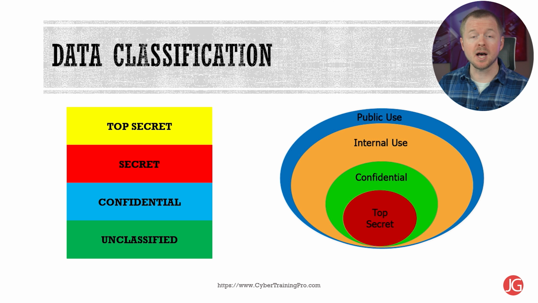Confidential, which if released to unauthorized individuals could cause damage to national security. And unclassified, which isn't really a classification, but it applies to everything else. Private companies will typically have a different set of classification levels, but the idea is the same.